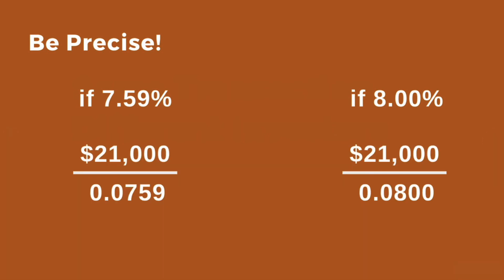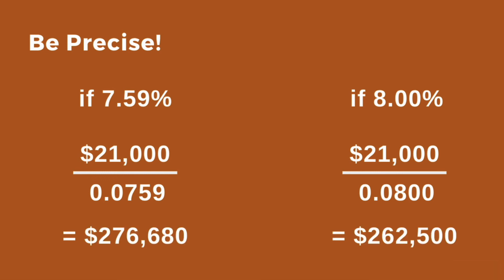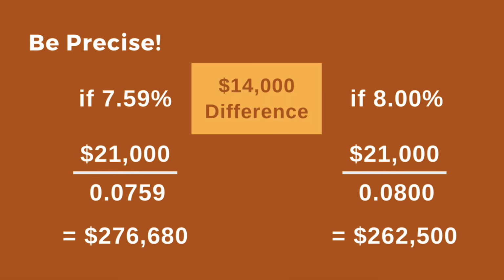If you take the exact same net operating income of $21,000 and divide it by that respective cap rate to calculate a value, you can see fairly different numbers here. $276,000 on the left and $262,000 on the right. And if you rounded that 7.59% up to 8%, there'd be a $14,000 difference in what that purchase price could be. So the key thing to remember, use at least 2 decimal places. That seems to be industry standard. The more exact you are, the better, and 2 decimal places is the minimum you should be using.